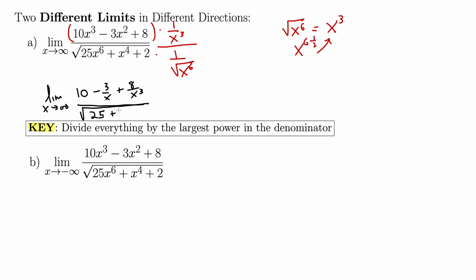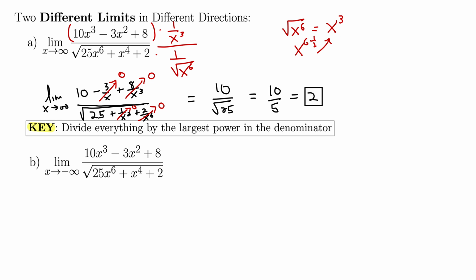Plus, and then we have what? x to the 4th over x to the 6th is 1 over x squared, and plus 2 over x to the 6th. So now that we're ready to evaluate our limit, all these terms with a constant on the top and x on the bottom go to 0. That's the wonderful thing about this method. Look at all that. So we're evaluating the limit there. What we're really left with here is 10 over the square root of 25.